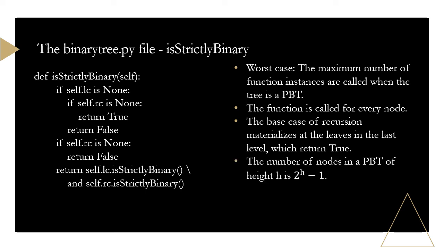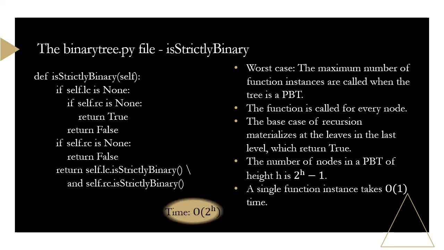The number of nodes in a PBT of height h is 2 to the power h minus 1. This is from the previous lecture. A single function instance takes O(1) time. And you have 2 to the power h minus 1 function instances. From this we can conclude that the time for the whole recursion is O(2^h).